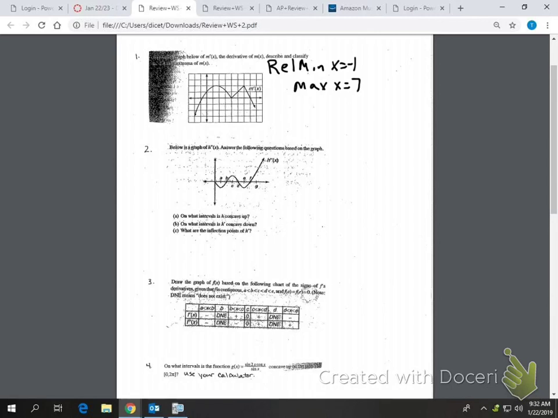When the second derivative is positive, Ms. Belden, that tells me concave what? When my second, I'll say it again. When my second derivative is positive, that tells me what? Concave.